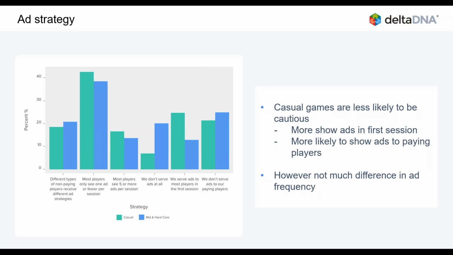But overall, you can see here that people are being reasonably cautious with ads still. So maybe one ad per DAU. Mid-core, mid and hardcore games are not showing ads really in the first session. There's only really casual games doing that. And not very many people, less than 20%, are showing more than 5 ads per session.